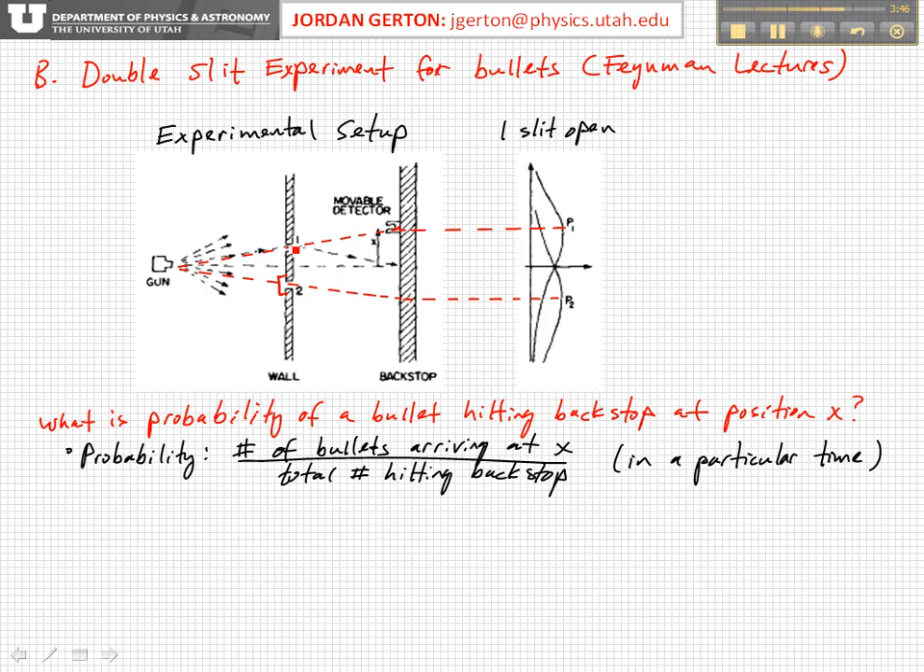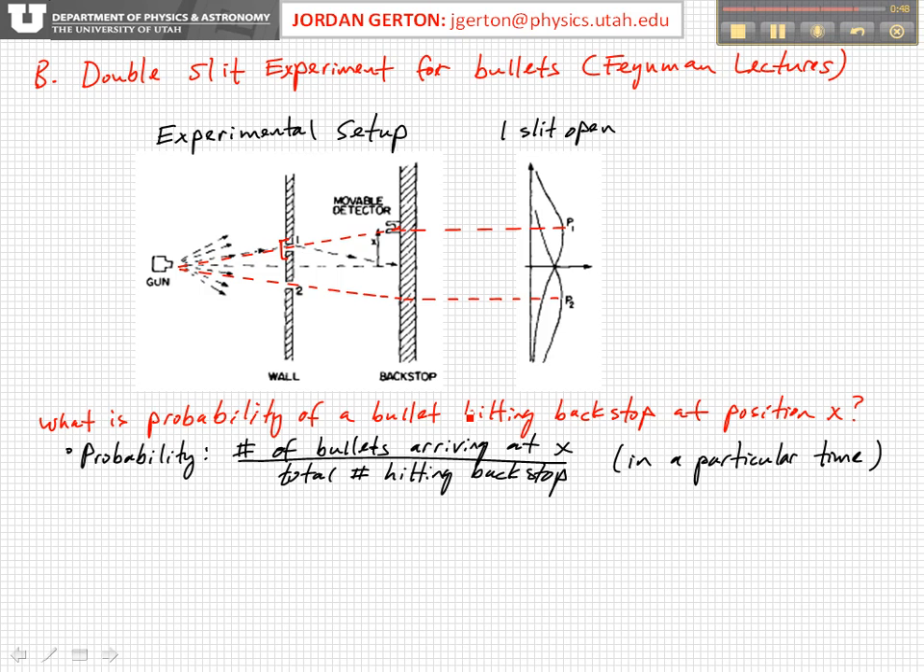But of course, some of them are going to bounce a little bit up, some a little bit down, and so you have this sort of broad distribution. And if you did the same thing by opening up slit 2 and covering up slit 1, then you'd get just the opposite effect. You'd have essentially the same distribution, but centered down here. Now, the question is, what happens when we open up both slits?